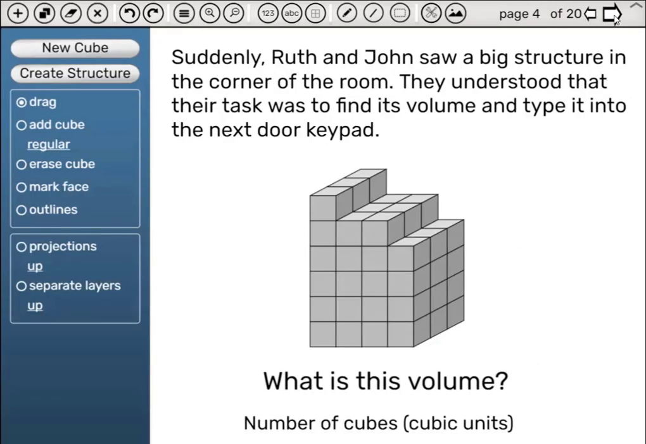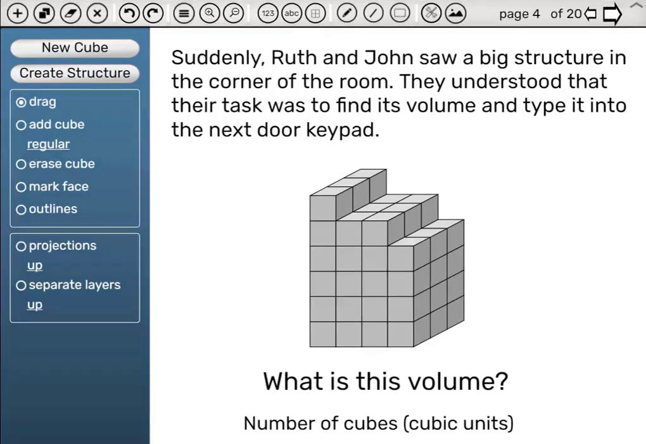Suddenly, Ruth and John saw a big structure in the corner of the room. They understood that their task was to find its volume and type it into the next door keypad. What is this volume? That is, the number of cubes. Give all the students some time to think, even if some raise their hands immediately.